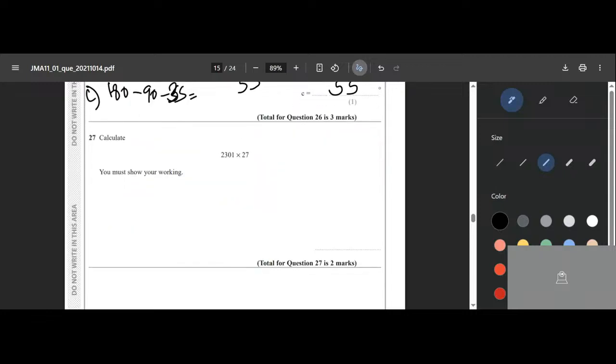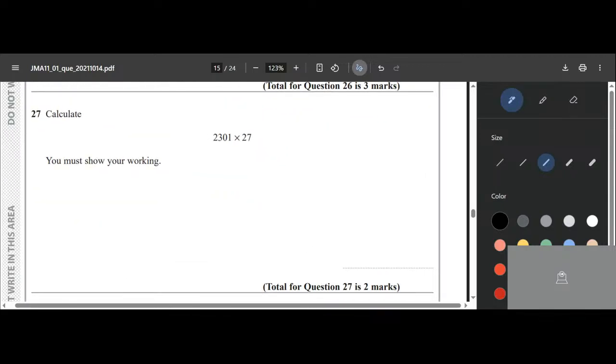So question 27, you're told to calculate, but you also have to remember to show your working clearly. So let us see how to show this working. 2301 multiplied by 27. I'm going to start with 7. So 7 multiplied by 1, it is 7. 7 with 0, it is 0. 7 with 3, it is 21. So I write 1, I carry 2. 7 with 2, it is 14. 14 plus 2, it is 16.